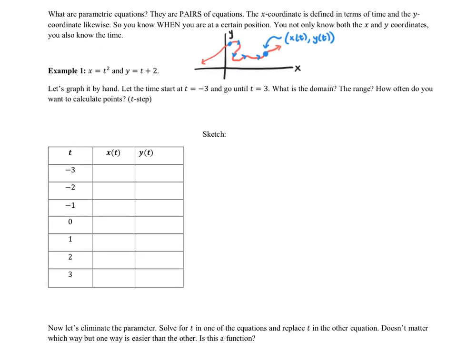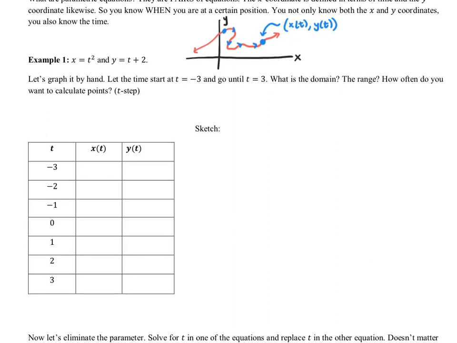So we have x is equal to t squared and y is equal to t plus 2, and we're going to graph it. We're going to let t go from -3 to 3, and then we'll analyze what's going on here. So let me pause the video. I'm going to make a table, and I'll show you what the table will look like, where we're just going to fill in x's and y's. So let me pause. I'll come right back to this.